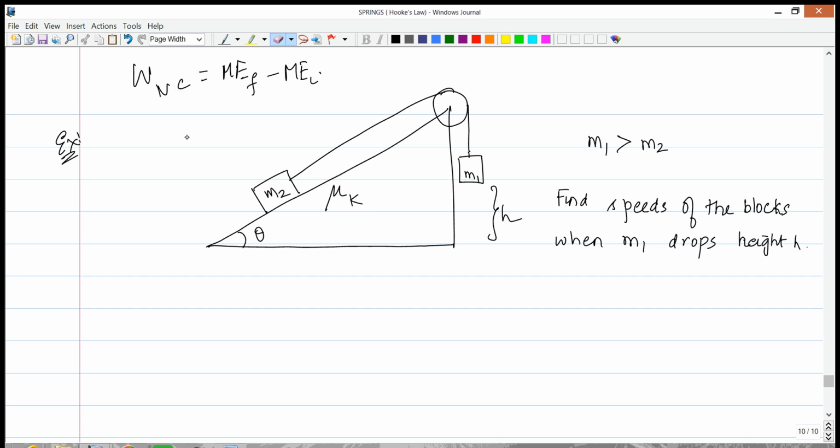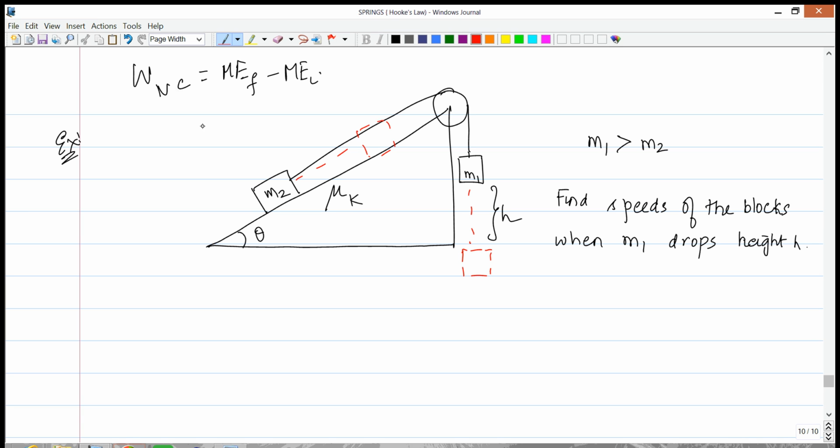we can assume where M2 is in the beginning to be the 0 for its height, and then we can measure all heights from there for M2. For M1, it's very easy. We can measure the height for M1 relative to the lowest point. M2, on the other hand, is going to go up, M1 is going to go down. Now again notice that the height gain for M2 is not simply h.